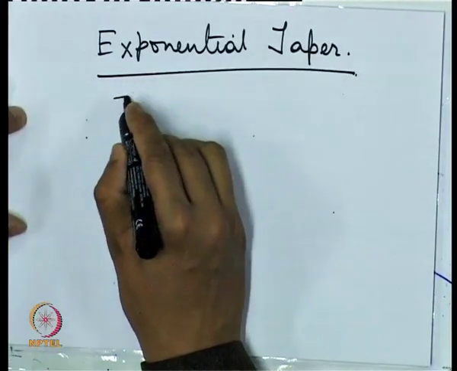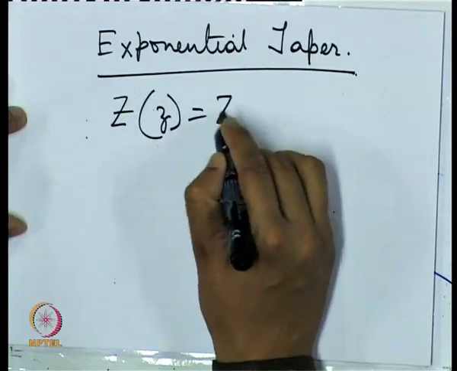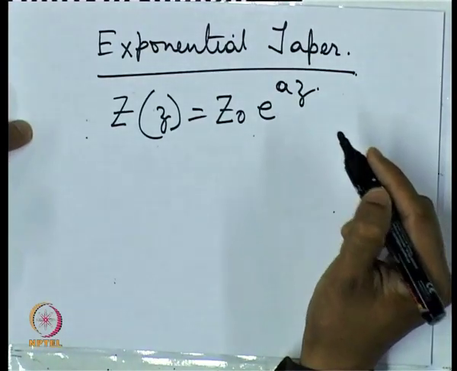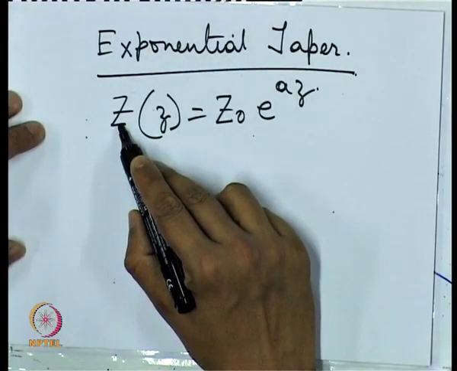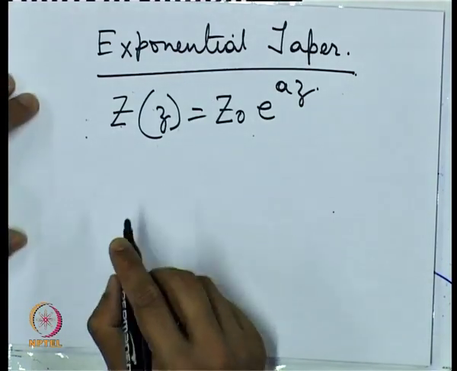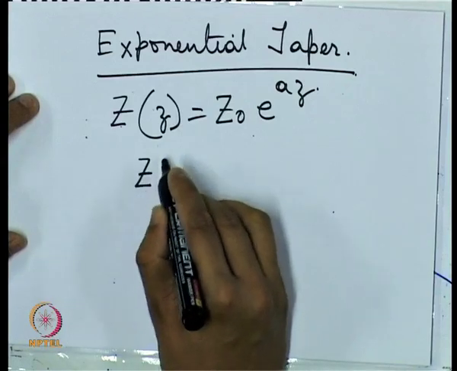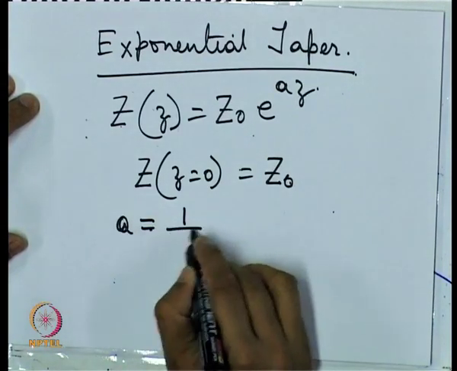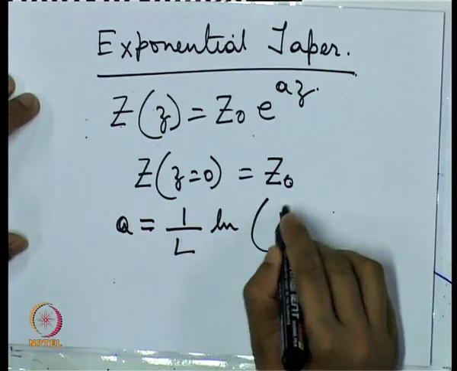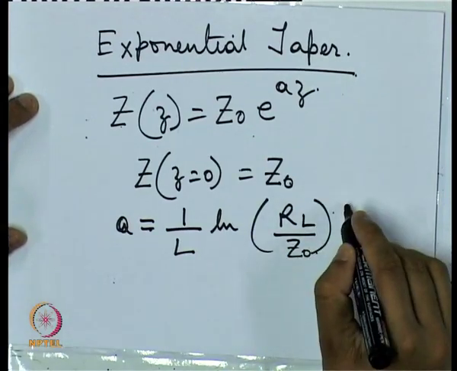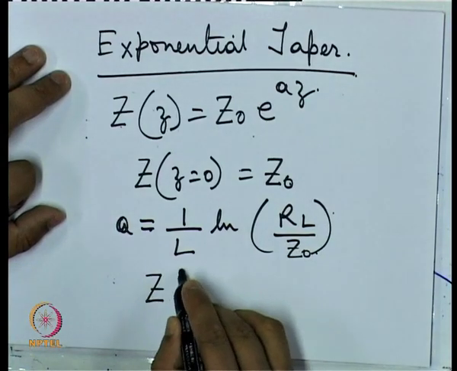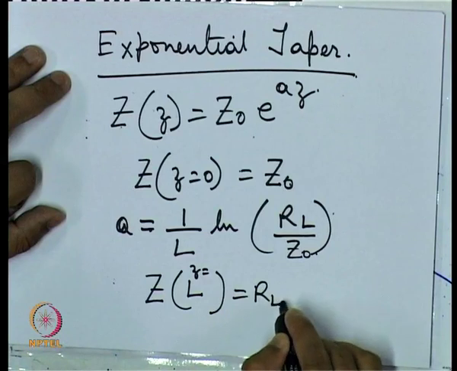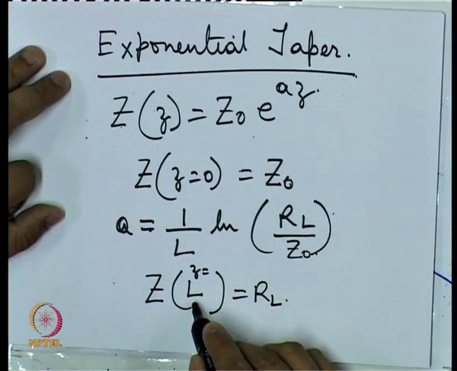So, the exponential taper has an impedance profile like this, where A is a constant, Z0 is also a constant, capital Z is the characteristic impedance and small z is the distance along the taper. And so from here we see that at z equal to 0, Z is equal to Z0, and A can be given by this expression, where this capital L is defined as that distance where Z of small z equal to L becomes equal to RL. So, it is the distance along the taper where we connect the load resistance.